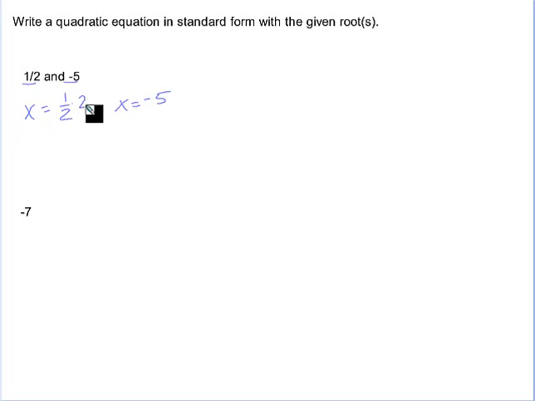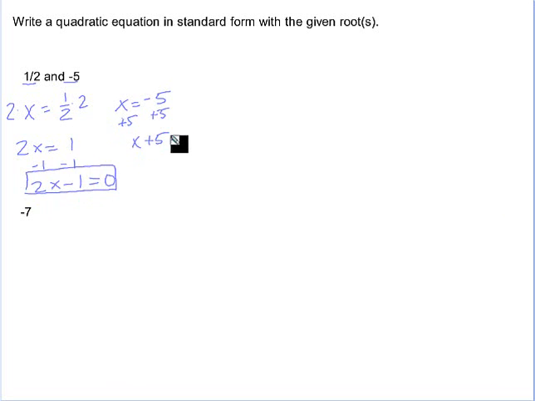So if x is 1/2, first I would multiply both sides by 2 to get rid of my denominator. So then I have 2x equals 1. Then to get it equal to 0, I'd subtract 1. So I have 2x minus 1 equals 0. So there's one of them. If x equals -5, I would add 5. So then I'd have x plus 5 equals 0. There's my other one. I have two equations now equal to 0.